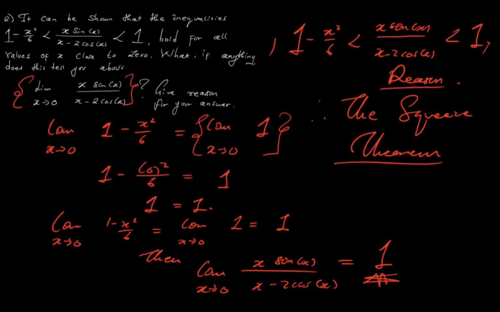So what, if anything, does this tell you about the limit of that? It tells us the limit of that is 1, provided that the first function's limit is equal to the last function's limit. And then you have to give a reason for your answer. The answer being 1 is as a result of the squeeze theorem or sandwich theorem.